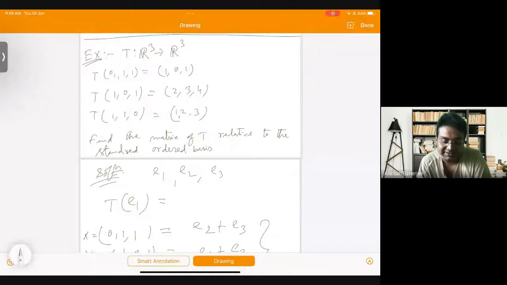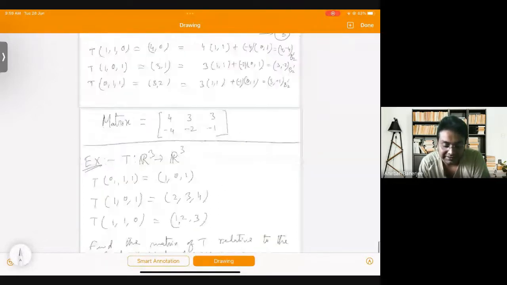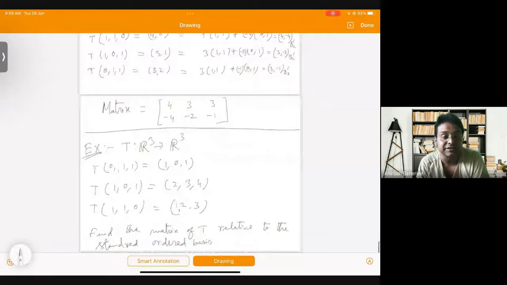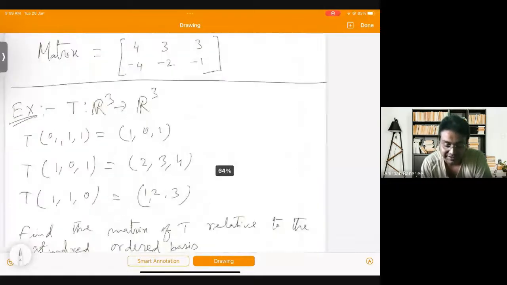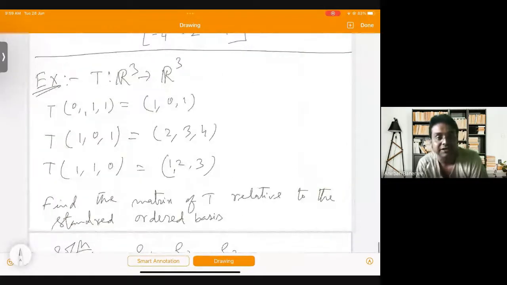No, what I told you is that if it is not mentioned with respect to which basis the coordinates of a vector are given, you just take it as usual, with respect to the standard basis. So the transformation of these three vectors is given with respect to the standard basis, and the vectors we get on the right hand side after the transformation are also with respect to the standard basis.